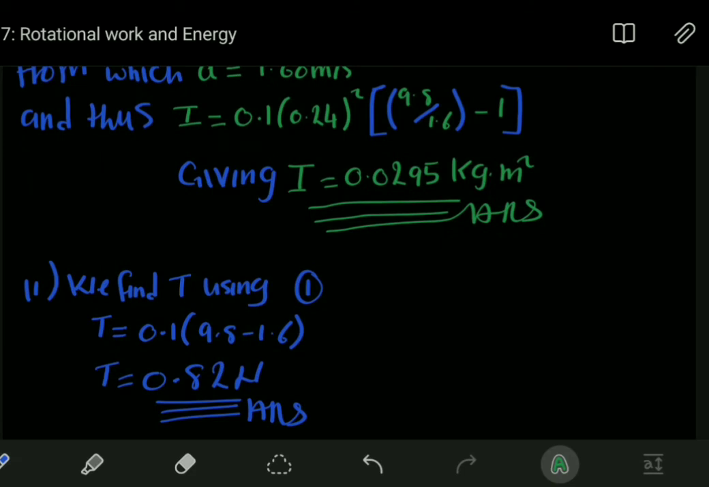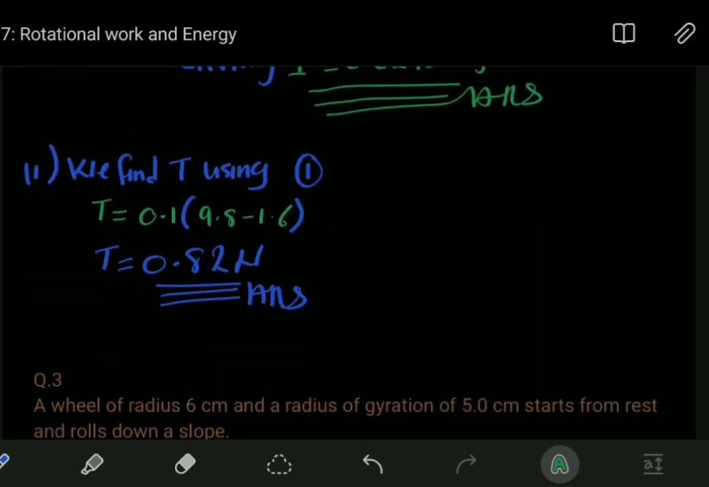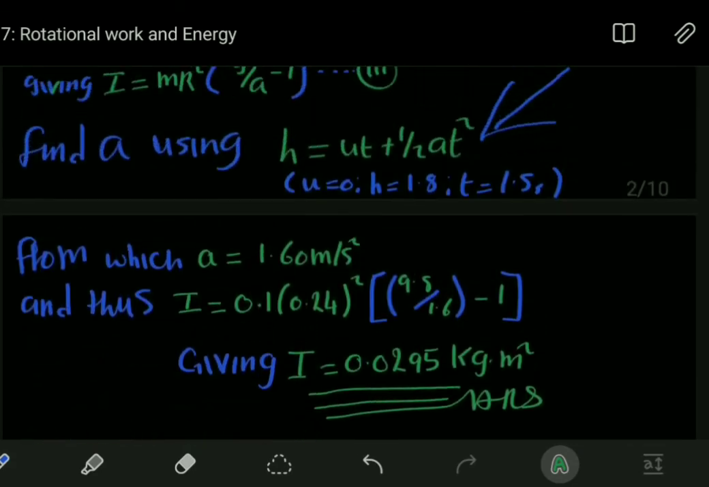So now things have become more simple. We can find the tension now using either equation 1 or equation 2. They're still going to give us the same value. So in this case, I've picked equation 1. We have equation 1 giving T equals M multiplied by G minus A. Remember equation 1? You can go back to the top and check. So if we work this out, then we're going to find tension as 0.82 newtons.